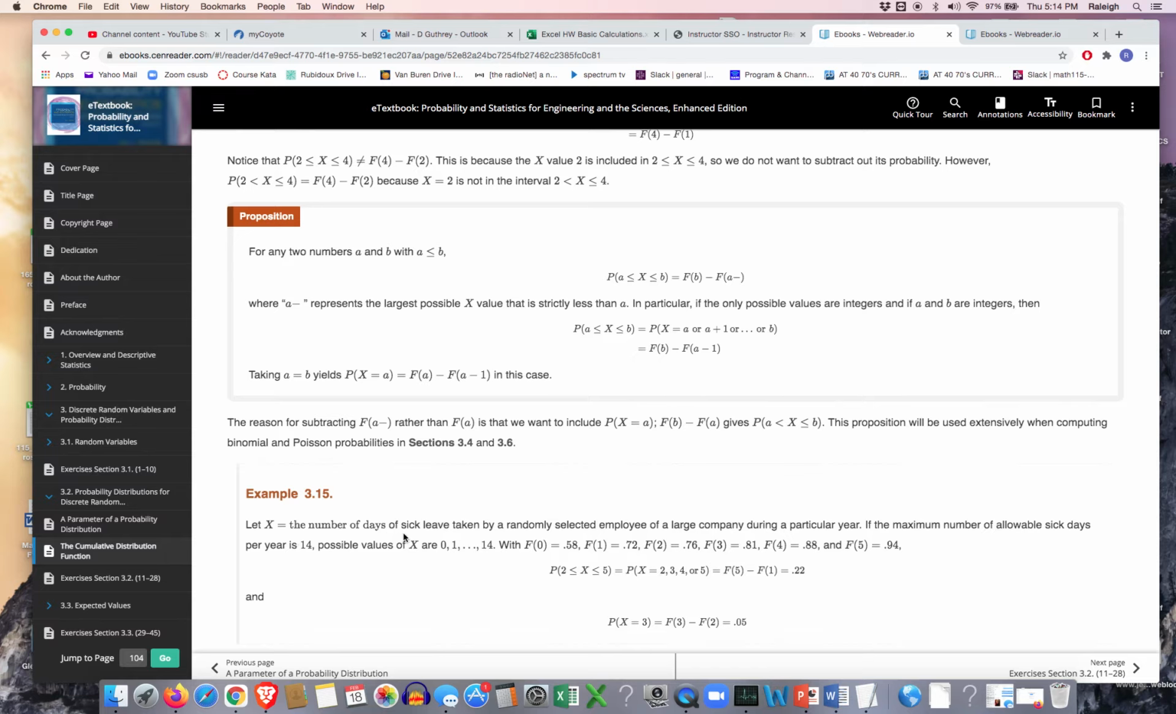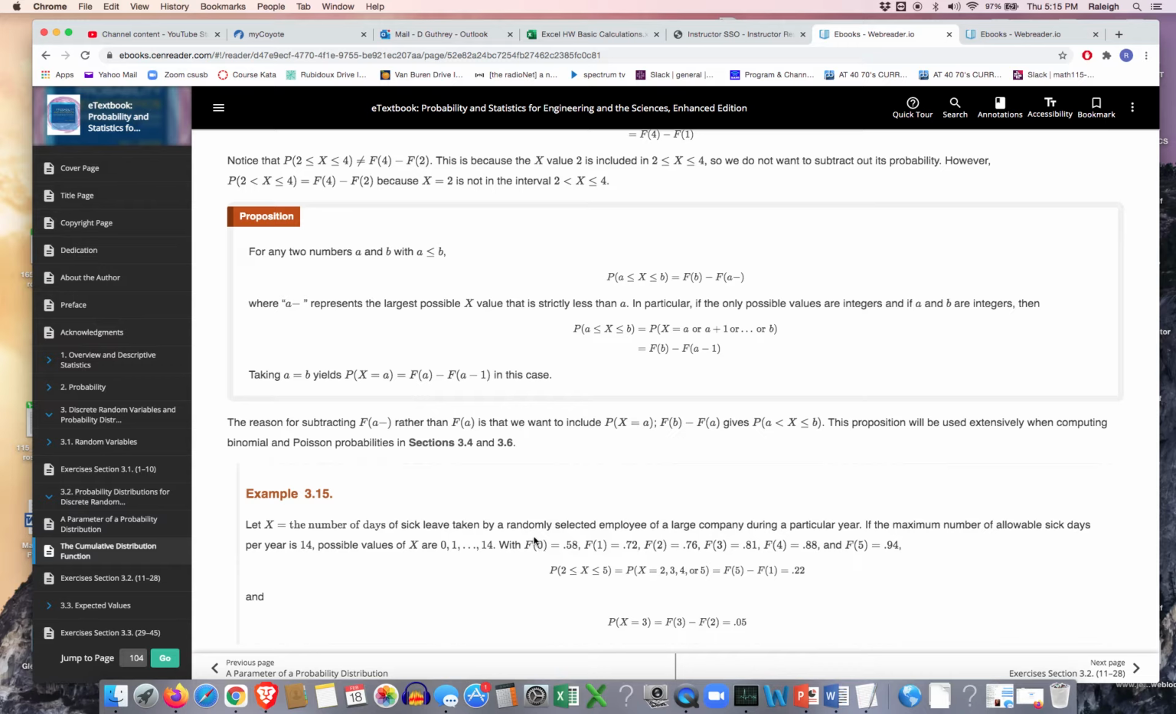X could be the number of sick days taken by a randomly selected employee of a large company during a particular year. The maximum number of sick days is 14. Possible values are from 0 to 14. And f of 0, which means that they're definitely taking only 0 sick days. This is me. I've gone many years without taking any time off. I just don't get sick. I'm like my dad. He was sick like once a decade. That's kind of me, maybe twice a decade for me.